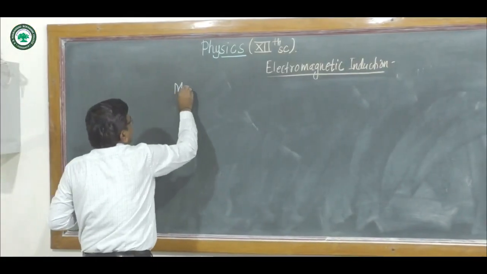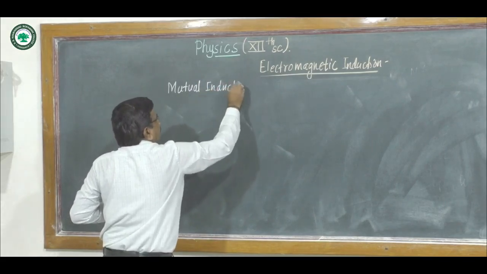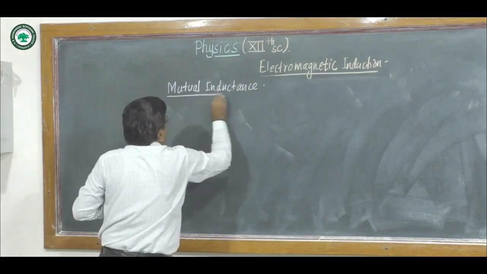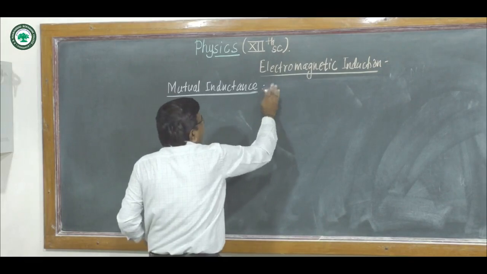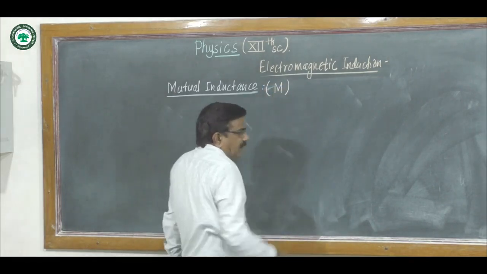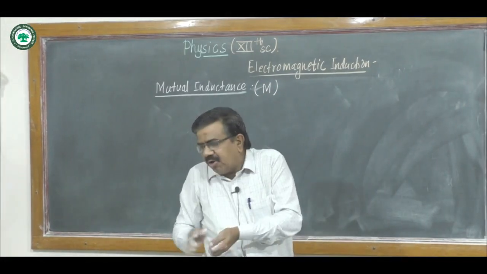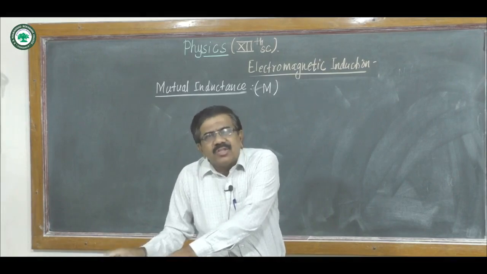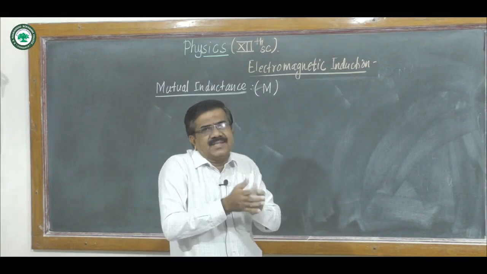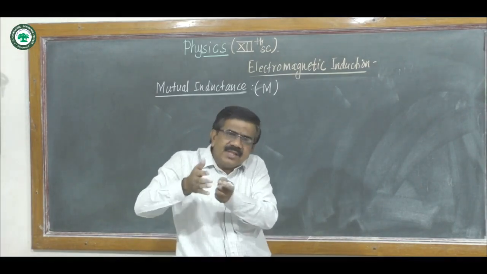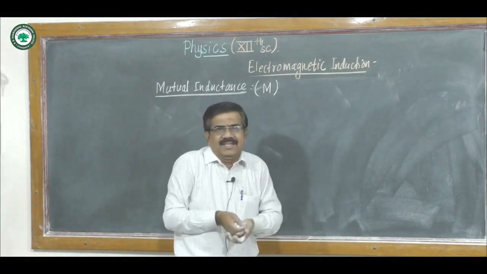Mutual inductance. Mutual inductance is denoted by capital M. In self-inductance, we know the production of induced EMF in a coil is due to changes of current in the same coil. The phenomenon is self-induction. EMF is induced in the coil, but it is due to changes of the current in the same coil.